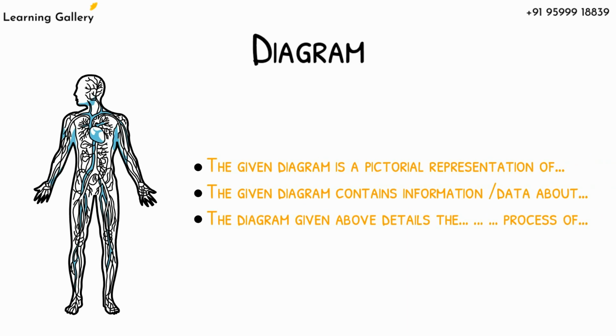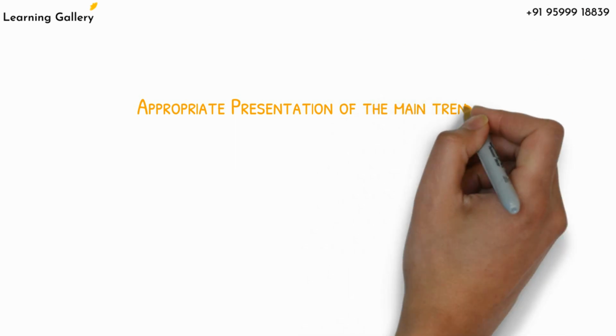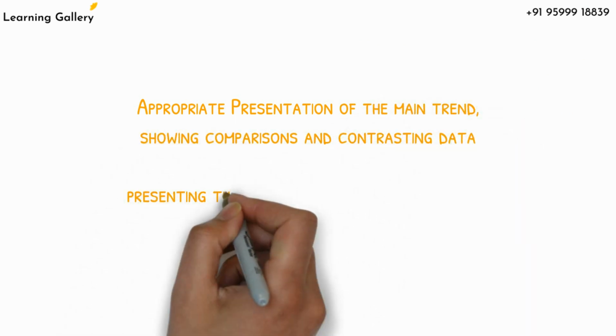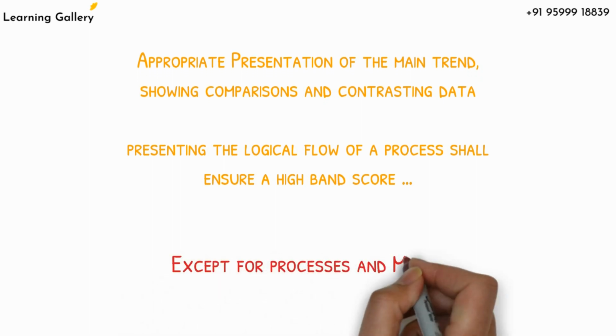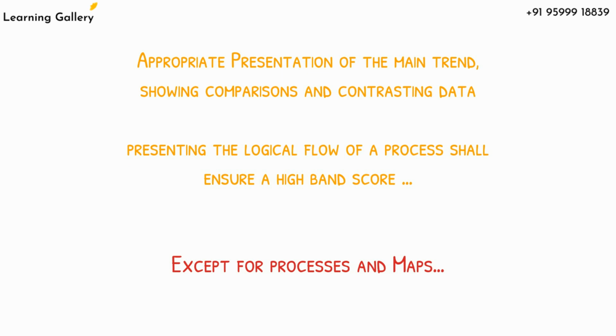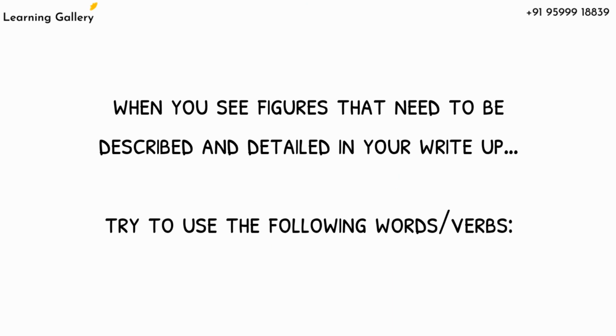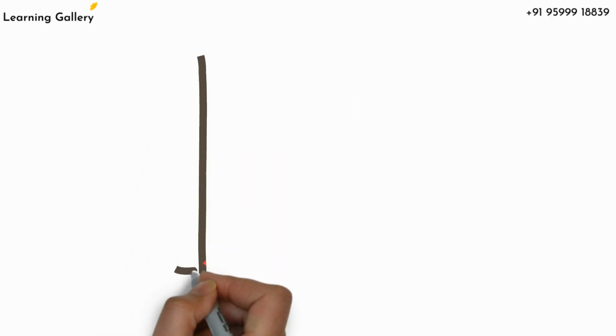When it is a pie chart, we may start the intro this way: The given pie chart is shown dealing with, or the pie chart discloses or reveals or compares, and so on. Now, how about a diagram? The diagram description may start with such an intro, like: The given diagram is a pictorial representation of, the given diagram talks about or contains information about, the diagram given above details the process of, and so on. Appropriate presentation of the main trend, showing comparisons and contrasting data, and presenting the logical flow of a process shall ensure a high band score.